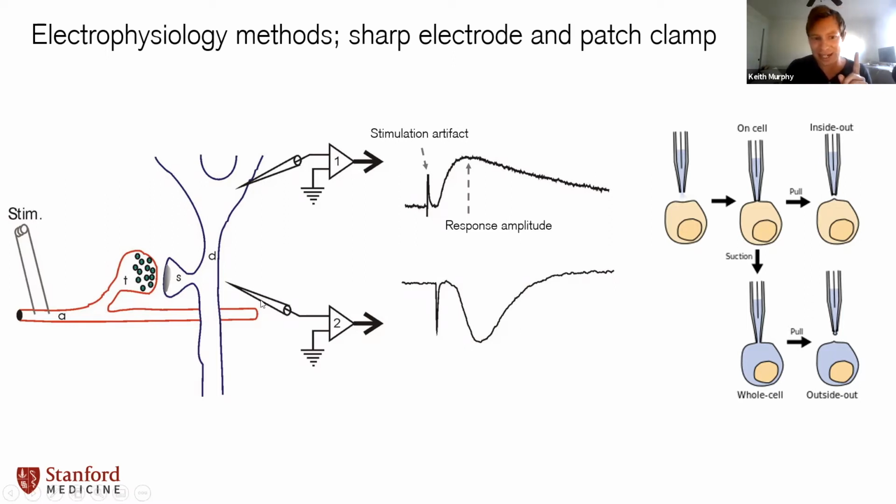And on the other side of the cell, you just stick the electrode, the ground or reference, anywhere outside of the cell. It just has to be nearby. And now you're measuring the voltage difference between these two states.